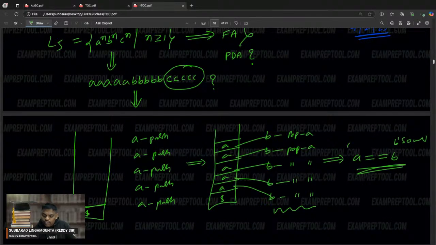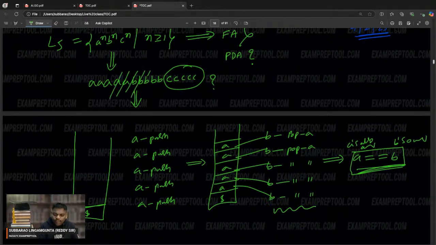A is also over. That means A is equal to B. But the problem here is, these are cancelled for every B, for every A. See, B's are over, A's also over. This indicates that A is equal to B's.